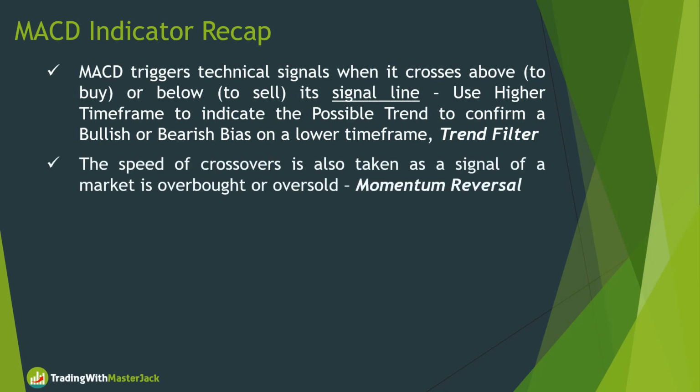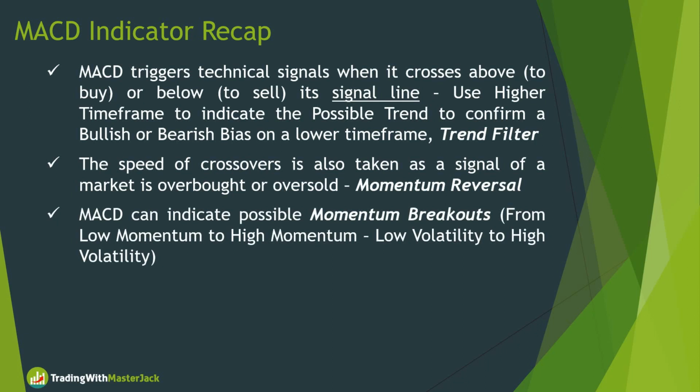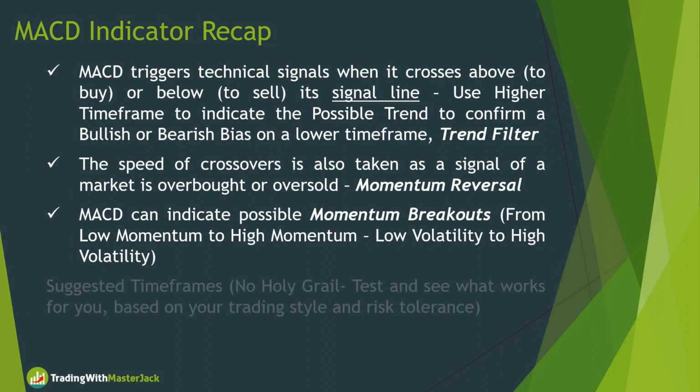And then the speed of crossovers is also taken as a signal of when the market is overbought or oversold, and that would indicate momentum reversal, as we had seen a few good examples there. And the MACD can indicate possible momentum breakouts from low momentum to high momentum.